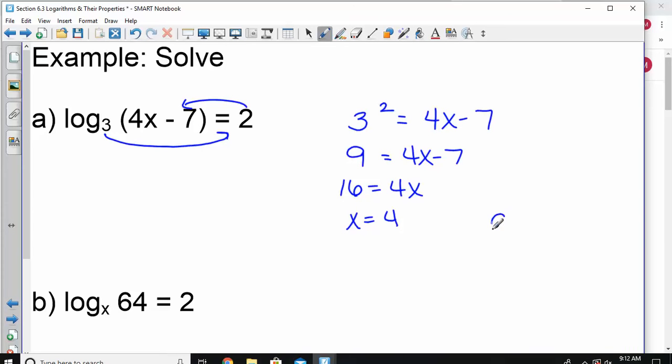You do have to check on these because in a log both the base and the argument have to be positive. So you do need to make sure, if I plug a 4 in here, is 16 minus 7 positive? Yes, so I'm okay. So just check that you're only getting a positive for your argument.